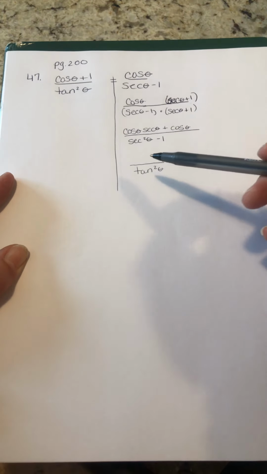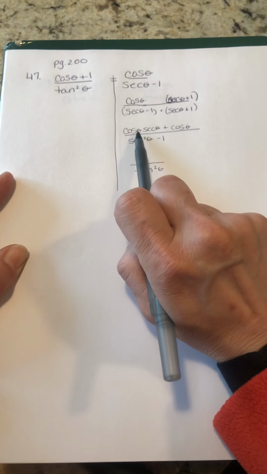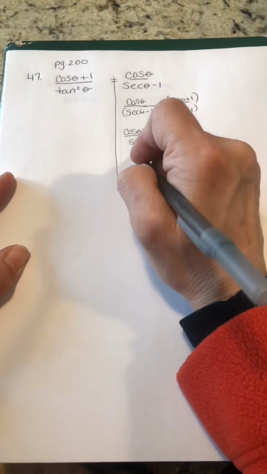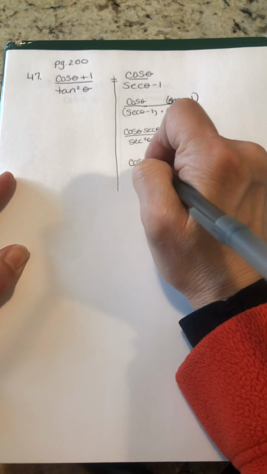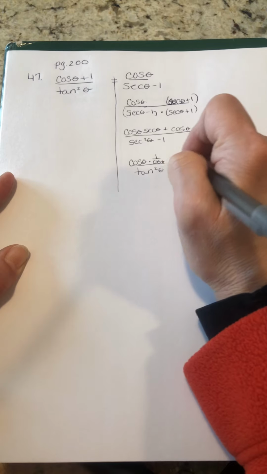So now on my denominator, I have what I'm looking for, and I just need to think about how to get my numerator to be what I want. So cosine of theta times secant of theta is like saying cosine of theta times 1 over cosine of theta. And then we have plus cosine of theta.